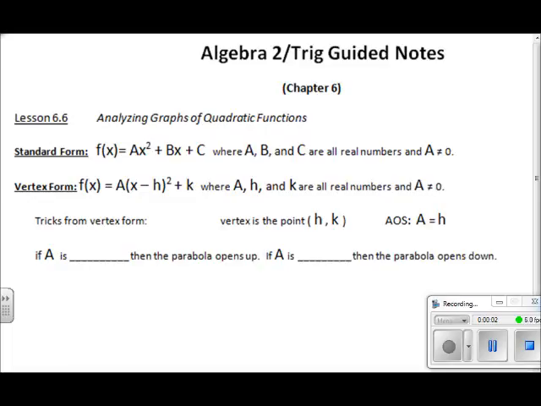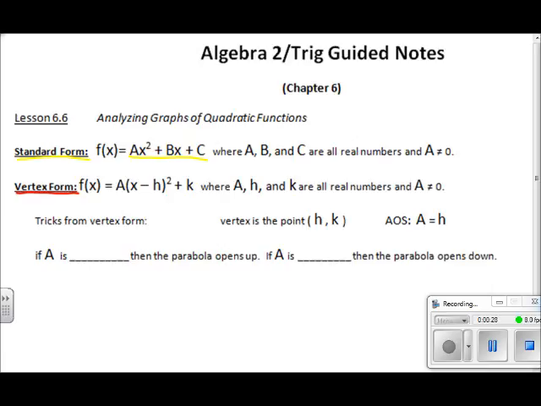Lesson 6.6 is all about analyzing graphs of quadratic functions. More specifically, before we've been looking at standard form, we're now introducing the vertex form of an equation. Remember, standard form was when we had ax squared plus bx plus c, where a, b, and c are all real numbers and a can't be 0. That was one way of looking at a quadratic function.